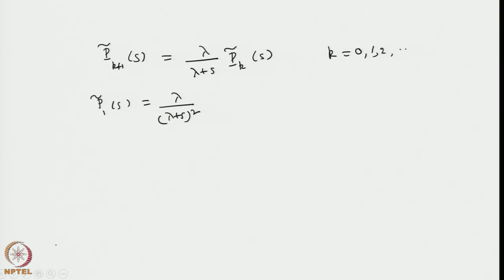Similarly, we can continue, which immediately implies that the probability that one particle has arrived for the first time between time t and t plus dt, the distribution of those times, is given by lambda t e to the power minus lambda t. This comes from the lookup table. The Laplace inversion of the quantity 1 by lambda plus s whole square will be basically something like t e to the power minus t.